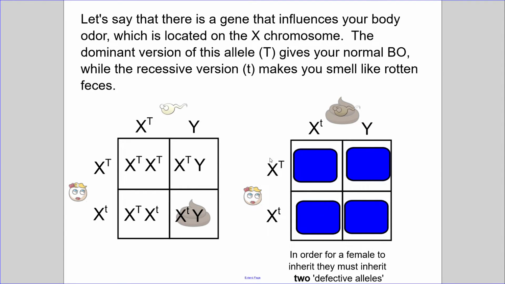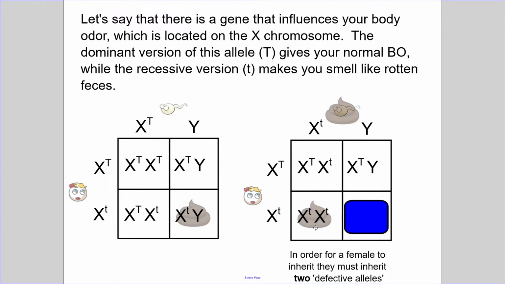So now let's take this carrier female and cross it with a smelly male. So here we would have a carrier female. She would smell normal, but she would carry the allele. Here we have a normal male. Here we have a smelly female because she has a bad copy from dad and a bad copy from mom. And then here's a smelly male. So in order for a female to inherit it, they have to get two defective alleles, whereas a male only needs to get one affected allele because he doesn't have that second backup copy.